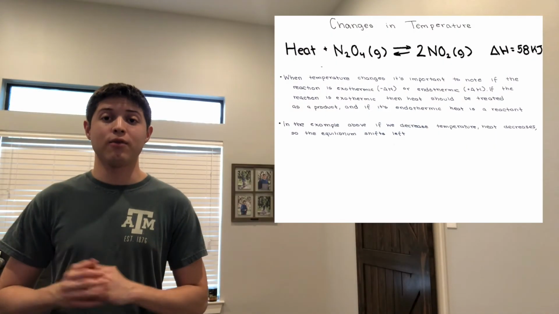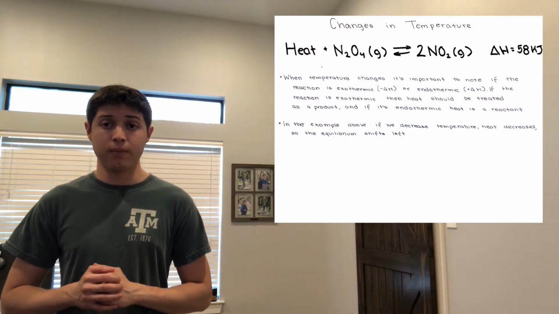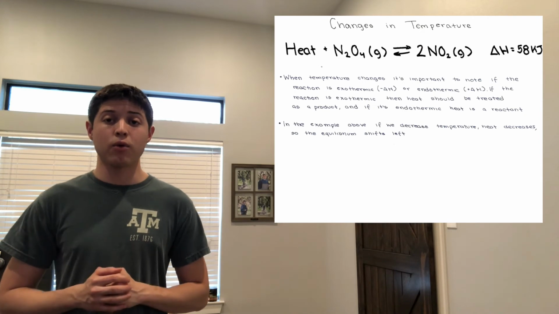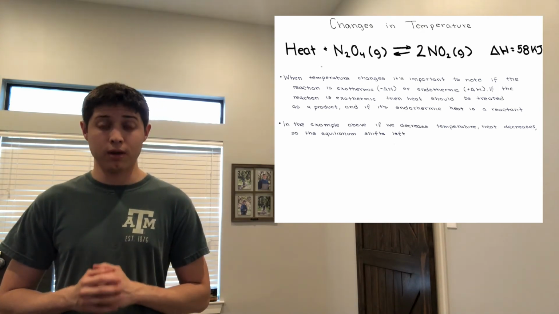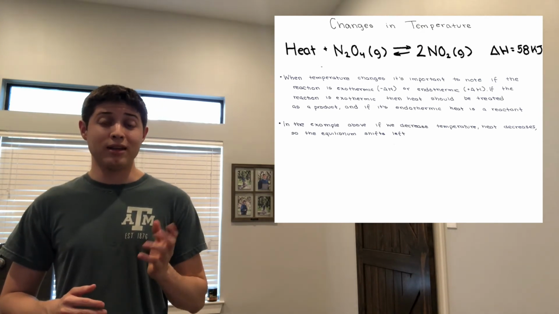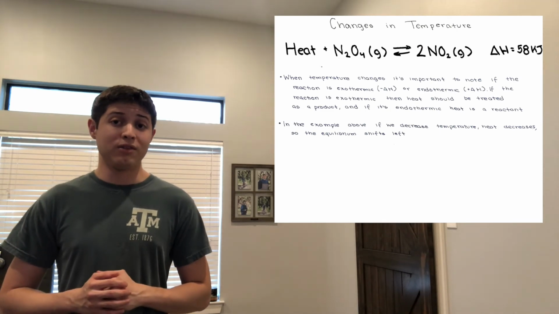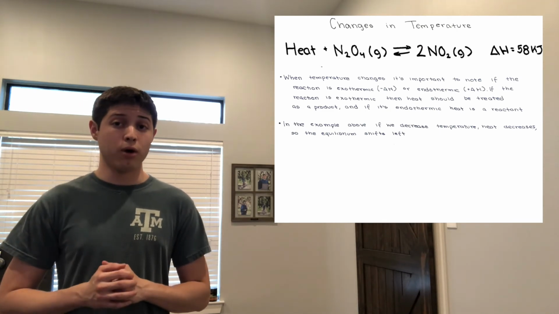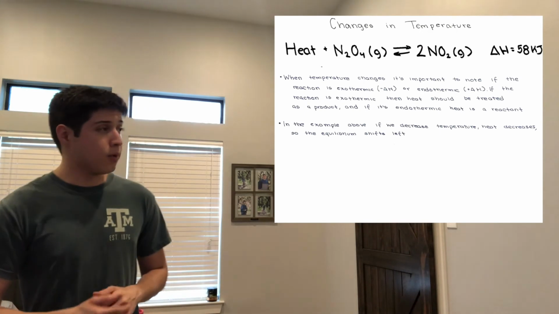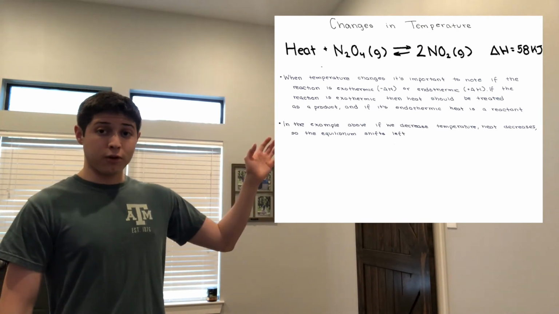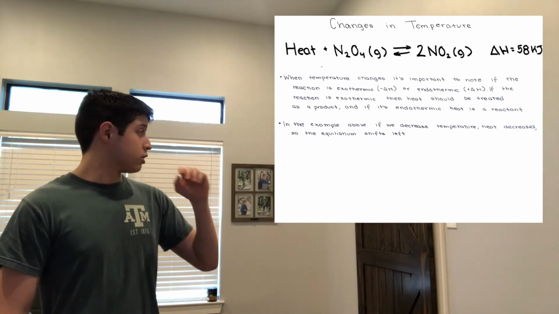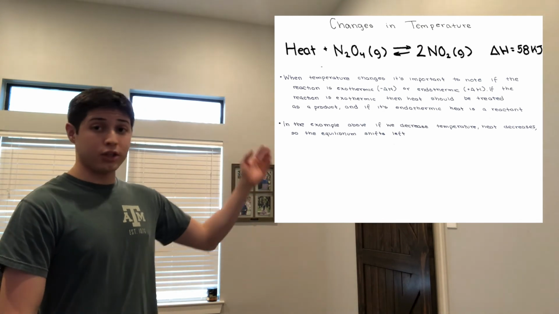The last thing we want to cover is how temperature changes affect equilibrium. The most important thing is identifying whether the reaction is endothermic or exothermic. If the reaction is endothermic, then heat should be treated as a reactant. If the reaction is exothermic, then heat should be treated as a product. As we can see here, our reaction is endothermic because the enthalpy is positive. Given that information, heat is a reactant.